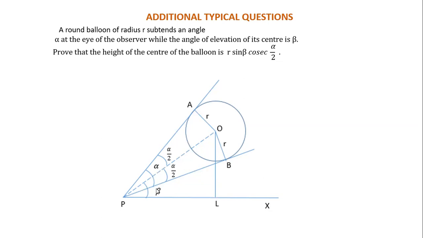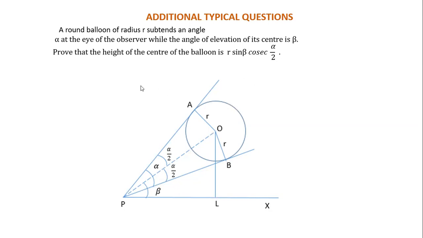So the angle subtended by the eye of the observer is alpha, while the angle of elevation of its center: this is the center of the balloon. If you look at the center of the balloon, the angle made is beta, because it's looking upward, it's an angle of elevation. So the angle of elevation of its center is beta.